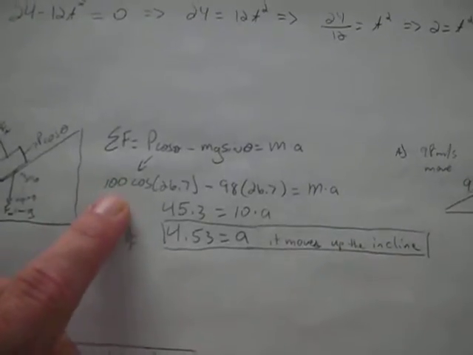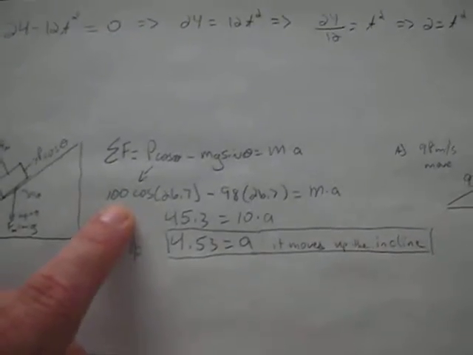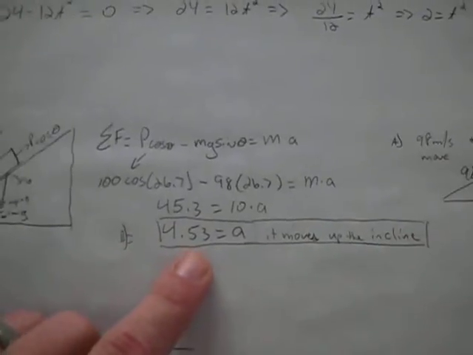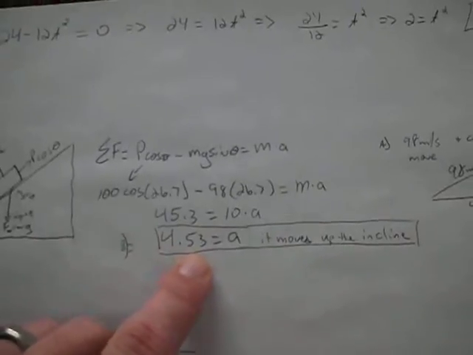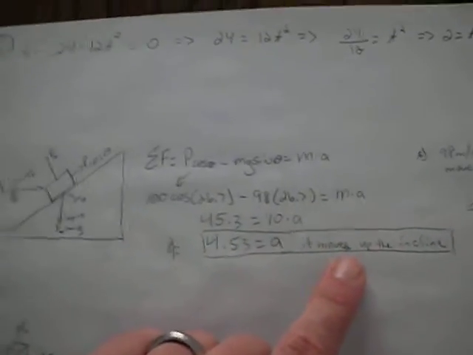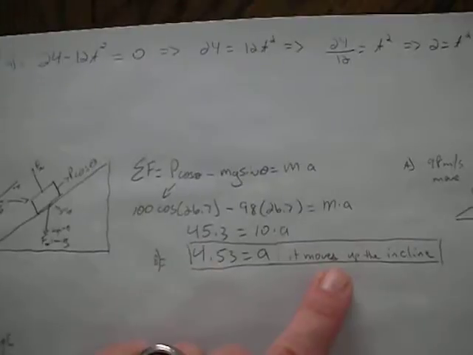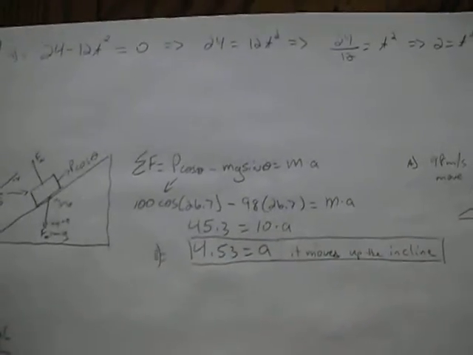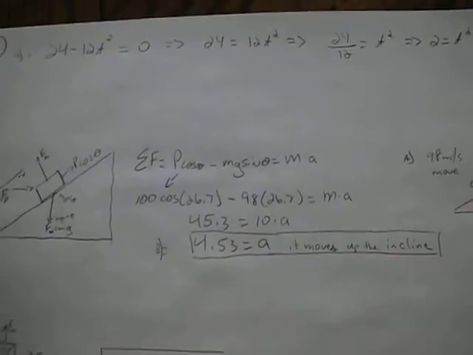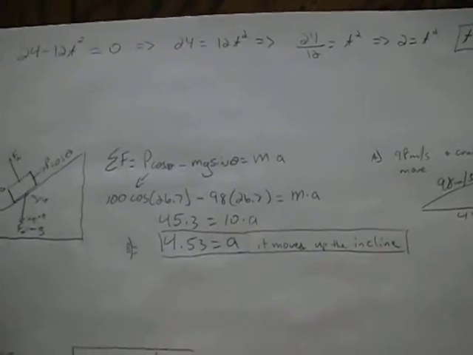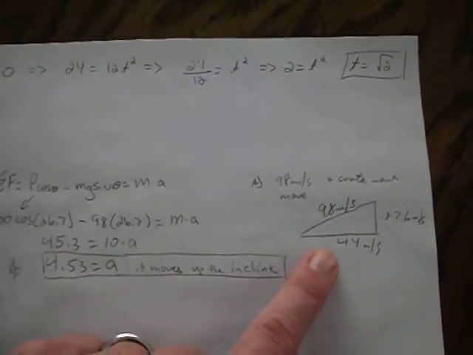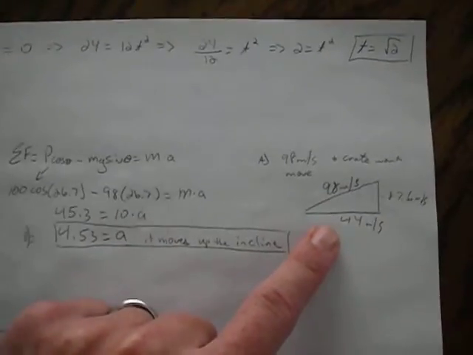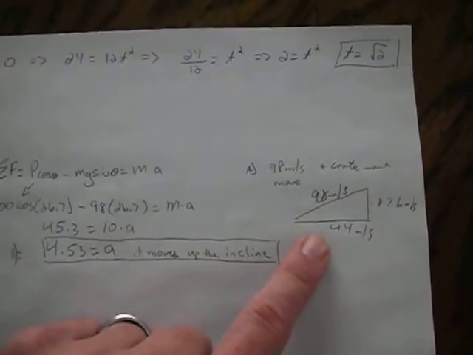if the push force was 100 newtons, we would have a final acceleration of 4.53 meters per second squared up the incline. The block would actually move. But if the magnitude was equal to the push force, it simply wouldn't go anywhere. The crate would be still, and the crate would not move.